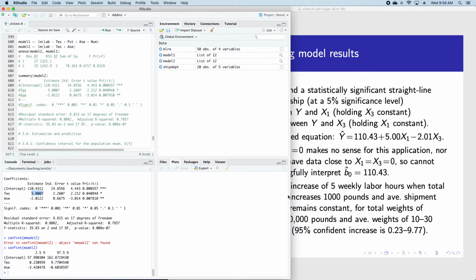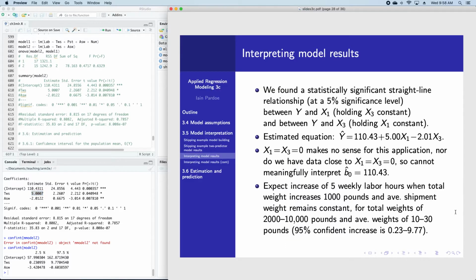Okay, so now we've got to think about the definitions of the various variables. That means we expect an increase of 5 weekly labor hours, that's y, when total weight, that's TWS, increases by 1 unit, 1,000 pounds, and the other predictor, average shipment weight, remains constant. And that interpretation holds over the sample data ranges, which is the other part of this sentence here.